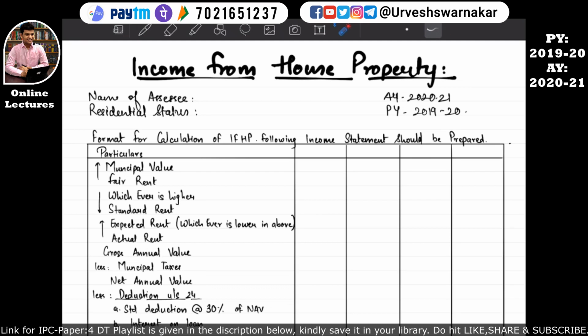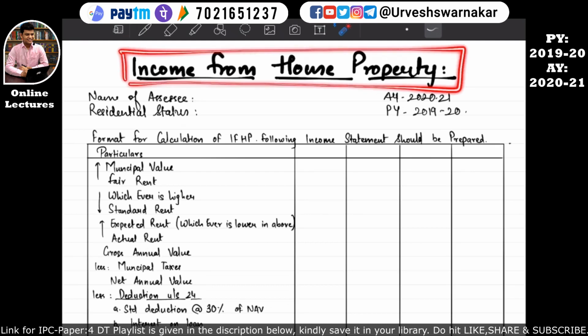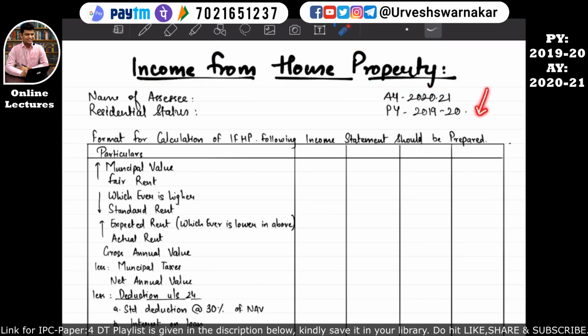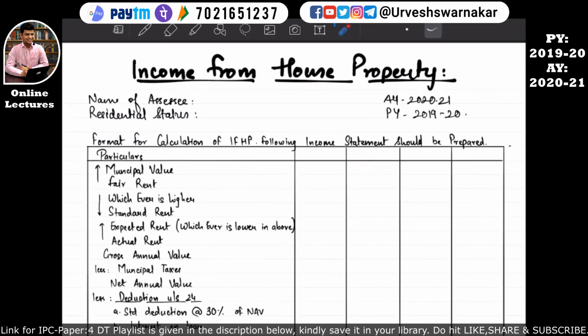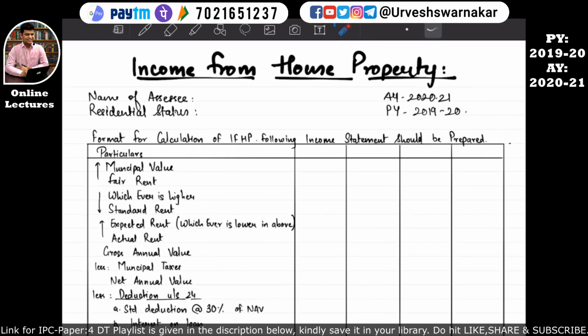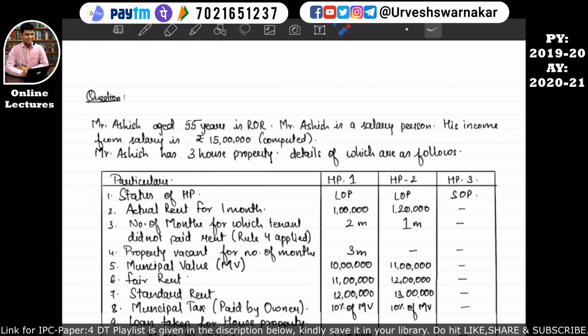Okay students, so please come into our format book of income from house property chapter. Basically I have made a format in this format book. This format will be very useful from your exam point of view, but I'll not explain this format blankly. I'll rather solve sums in this format book so that you can understand how effective this format is. And I have made a question that you can refer in your format book only.